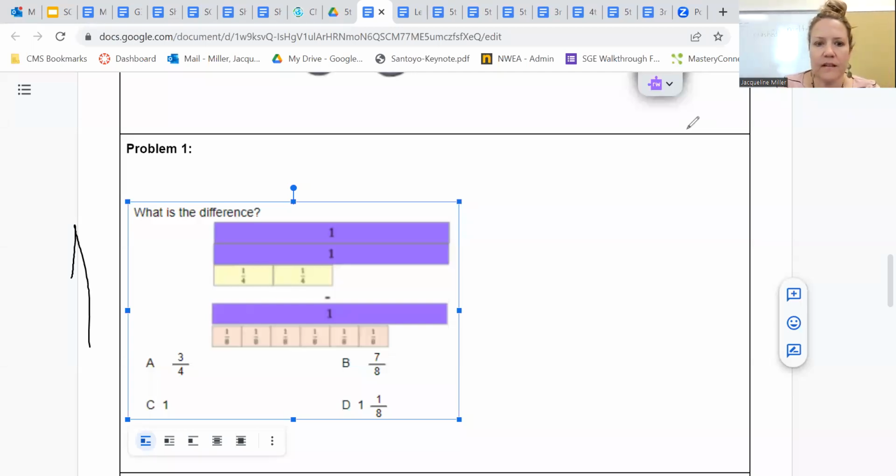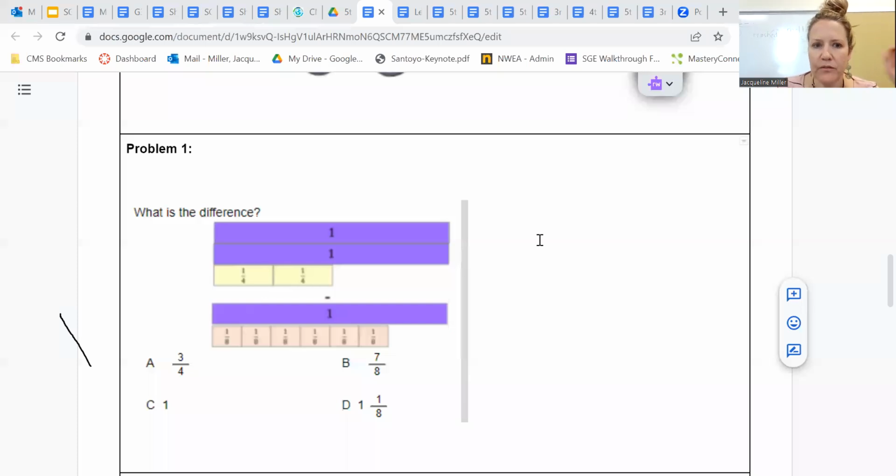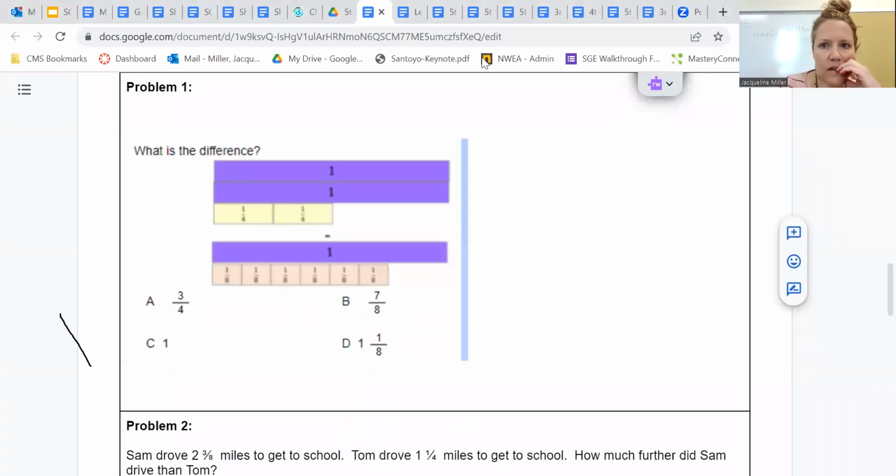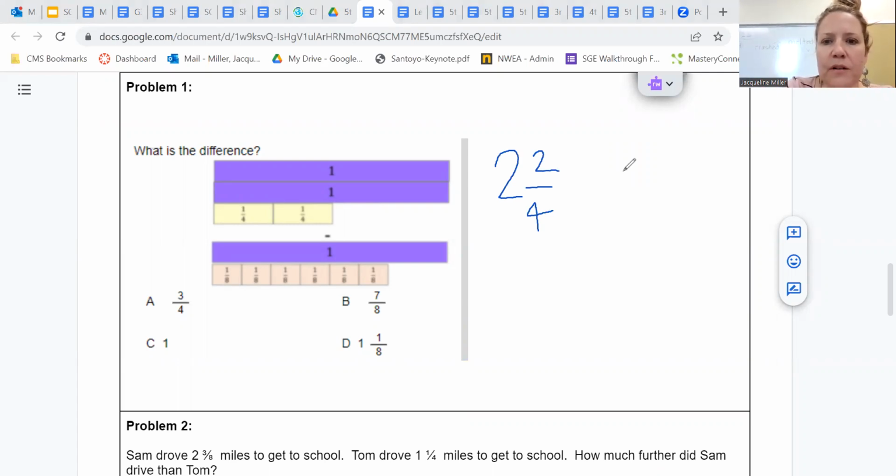Okay. Let me move this up just a little bit more. Okay. We will start by setting this up again with numbers. So what is the problem? We have 2 wholes. So 2 and 2/4. We are going to take away, I need to write this a little bit smaller, 2 and 2/4, take away 1 and 6/8.